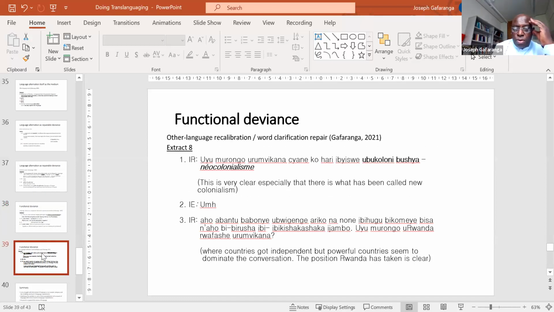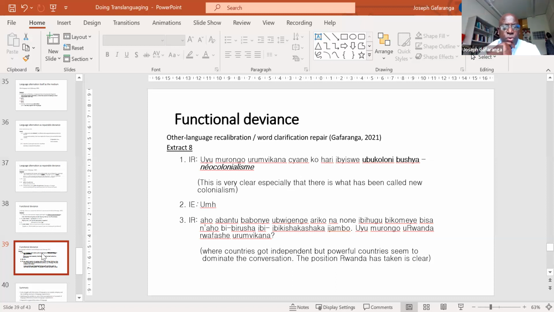And the last example is of what I call other language recalibration for the purpose of word clarification. Again, it comes from broadcast interviews. It involves the interviewer and the interviewee, who happens to be the Rwandan Minister of Foreign Affairs. Rwanda has adopted a position different to most African countries in the African Union on a particular issue, which I cannot go into here.